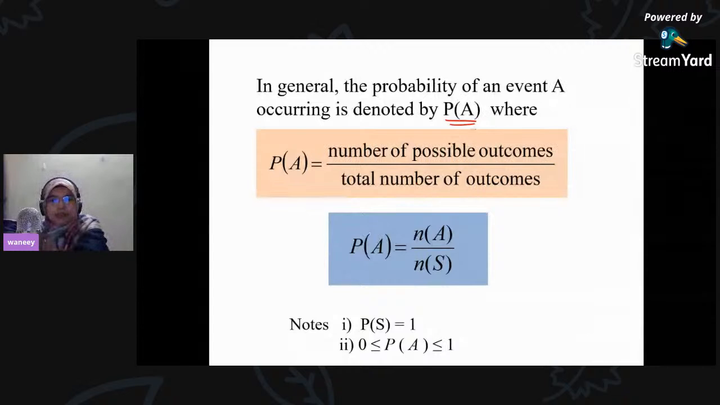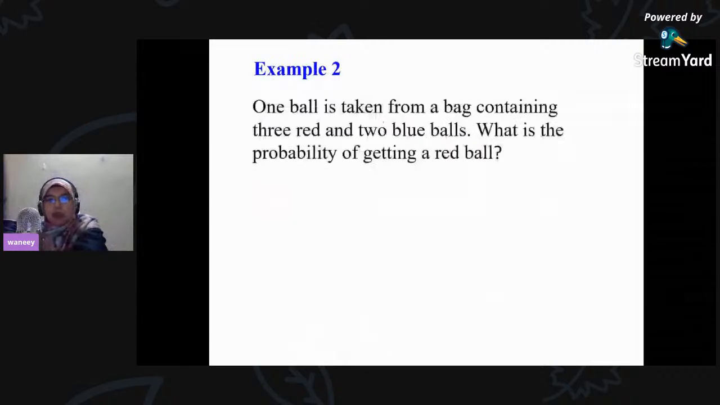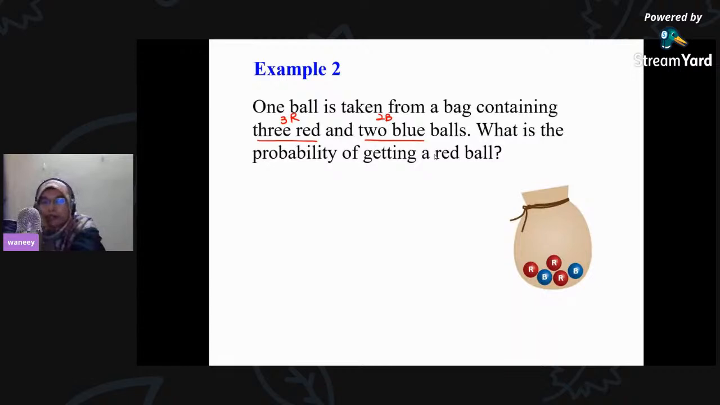Okay, next. Example 2. A ball is taken from a bag containing 3 red balls and 2 blue balls. What is the probability of getting a red ball? Okay, so let us draw a bag. We need to have 3 red balls. So altogether we have the first red ball, second red ball, the third red ball. And we have 2 blue balls. Blue, blue.